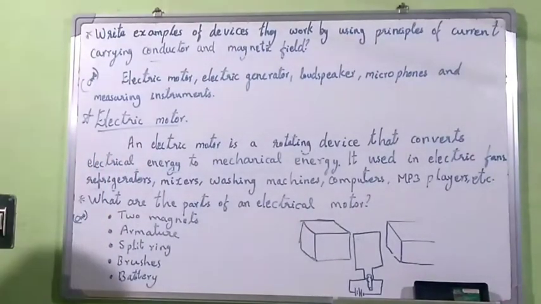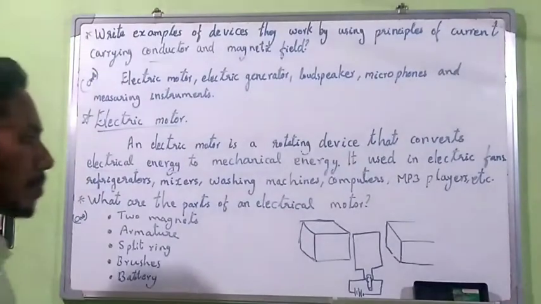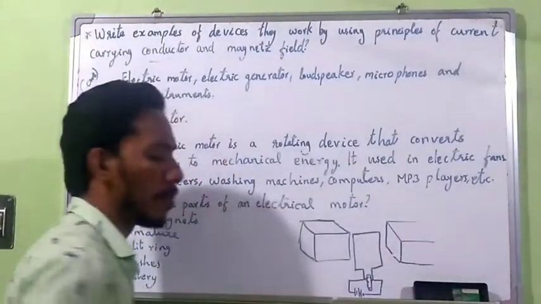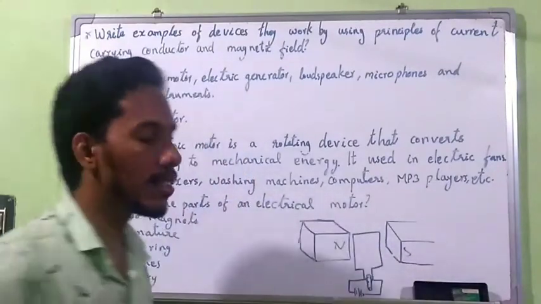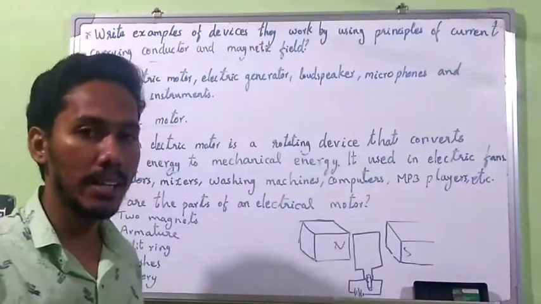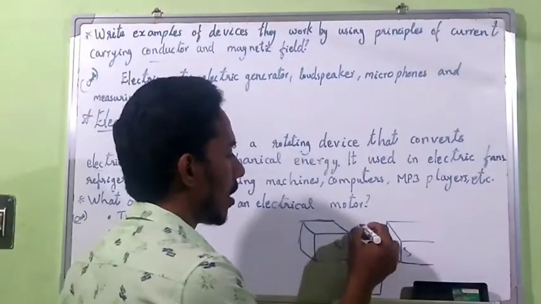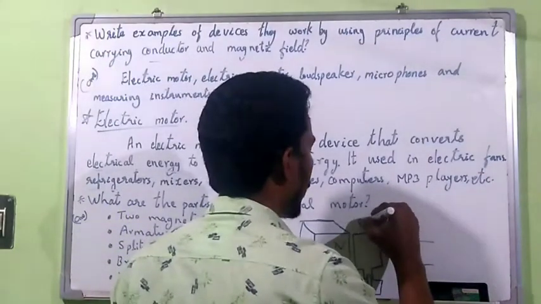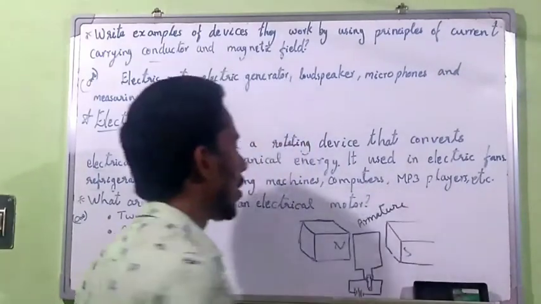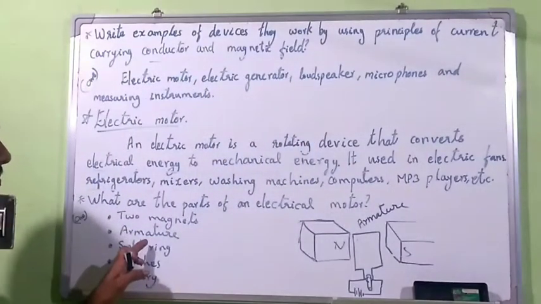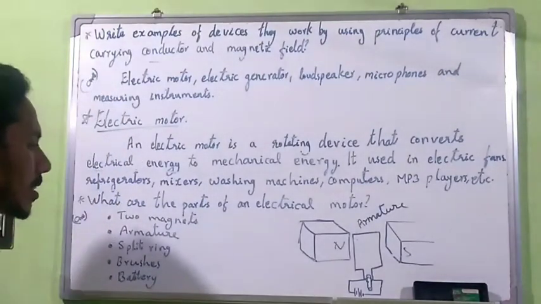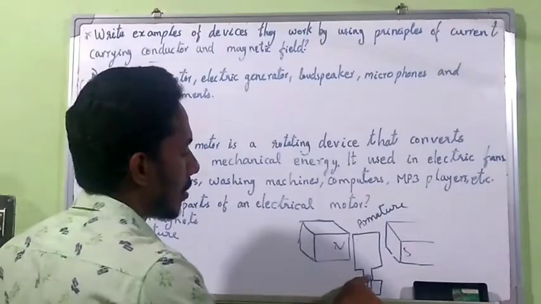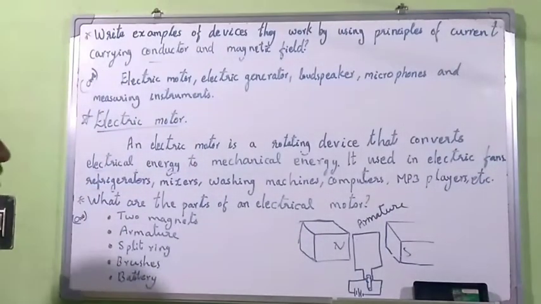What are the major parts of an electric motor? This is the basic structure of an electric motor. These are magnets, north and south, and in between these two magnets, we place a coil. This is called the armature. Then you also connect a battery and a split ring with brushes. These are the parts.